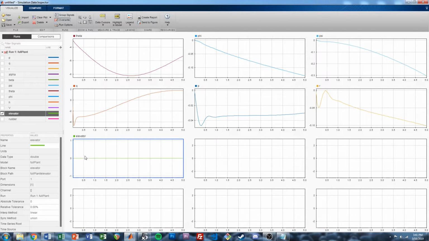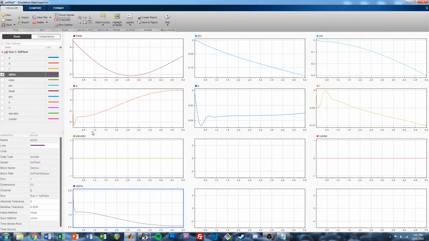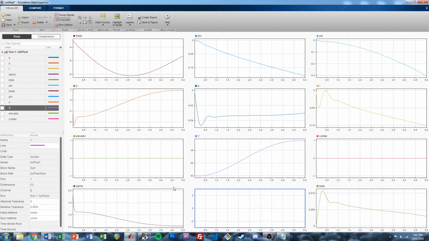Control surfaces, we'll say elevator and rudder. And let's do angle of attack down here. Side slip angle. And then how about velocity and altitude? So this should give us a good idea of what's going on with all the states of the vehicle.